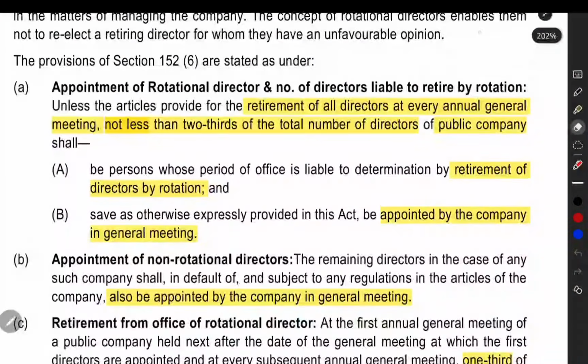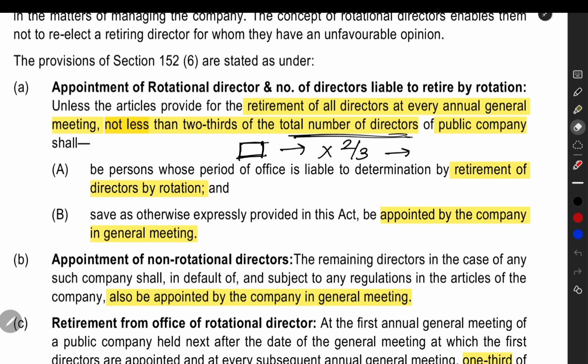In the Companies Act, they have given that not less than 2/3 of the total number of directors of a public company. This provision is applicable only to public companies. Here they are saying we have something called the total number of directors. We will take a number called the total number of directors. We will see later how this number is arrived at, and then you should multiply this number by 2/3, and then not less than 2/3.